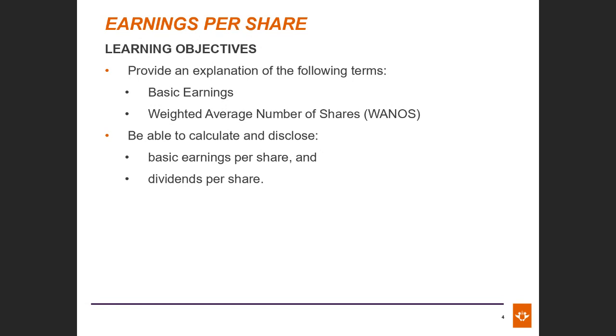We are going to look at situations where we will have to adjust your basic earnings, and we also need to consider if the number of shares changes during the year, we will have to calculate something called the weighted average number of shares in order to calculate the earnings per share. So we are going to have a look at those situations. We're also going to look at the calculation and disclosure of basic earnings per share and dividend per share.